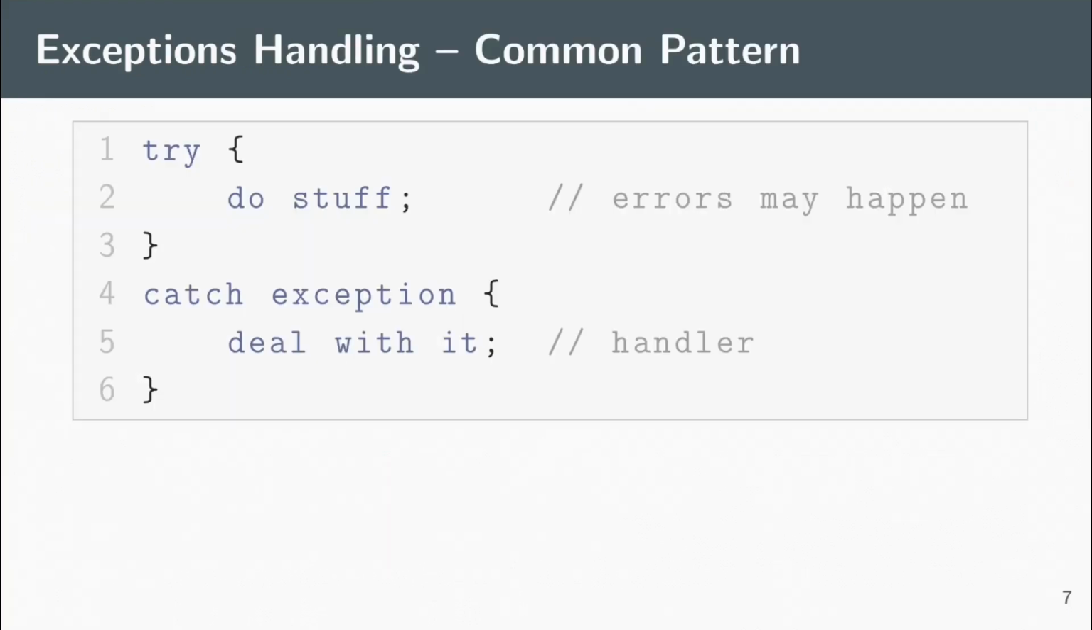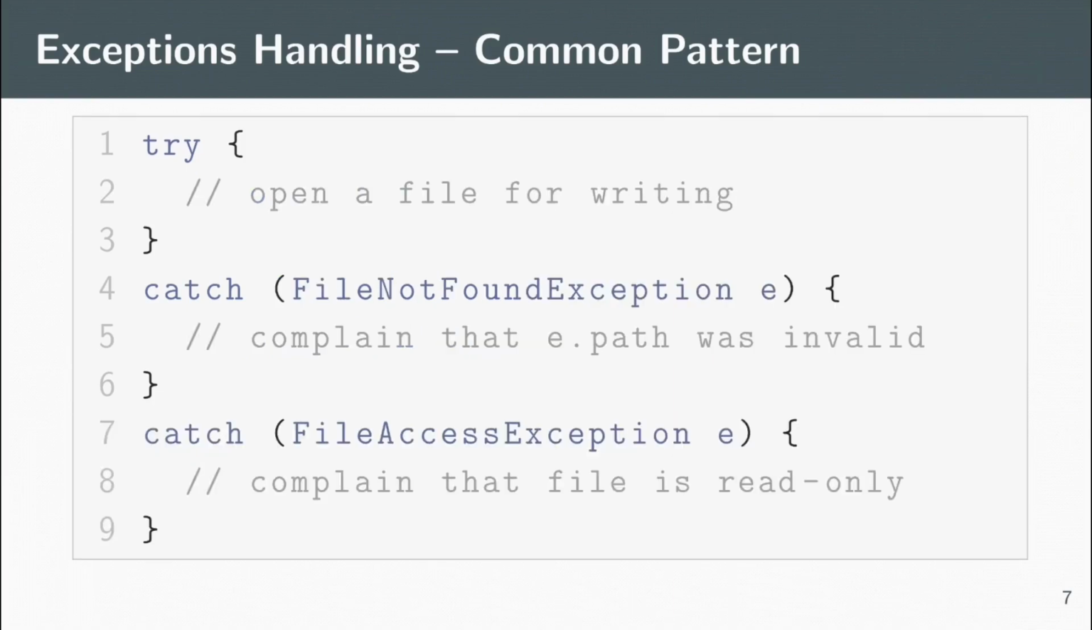Considering this, we can extend the commonly used pattern from before. Now it defines two different handlers for two different types of exceptions in line 4 as well as 7. Both are essentially methods that take an exception object as an argument, which can then be used, for instance, to access details about the problem that occurred. So for example, you could access the path attribute inside the code that deals with the file not found exception to complain to the user that a specific file path was inaccessible.